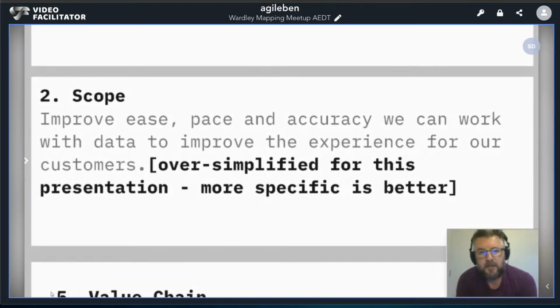Our scope: we wanted to improve the pace and accuracy with which we can work with data to improve the experience for our customers. That was the primary area. Again, we had more detail on this in the workshop that was a bit specific to what we were doing then as a business, but this is a fair summary of the intent of what we had within the scope.